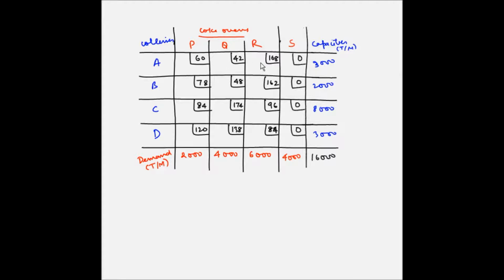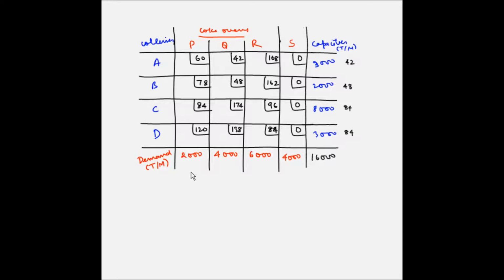So for the first row, the lowest is 0 and the next lowest is 42. So difference is 42 minus 0, which is 42. For the next row, 48 minus 0, 48. For the third row, 84 minus 0, 84. For the fourth row, 84 minus 0, it's 84. Now let's do the same for the columns.